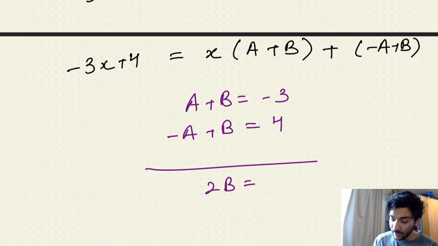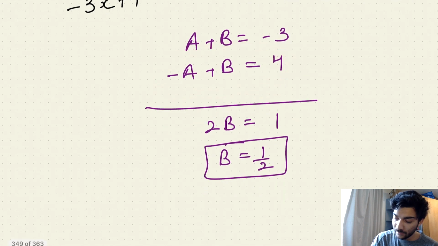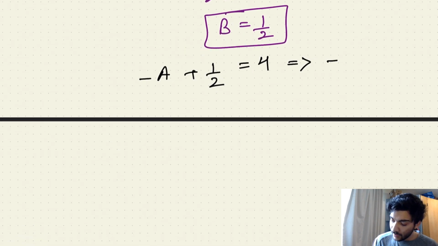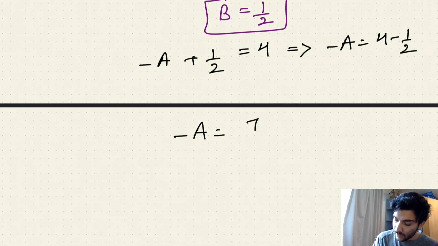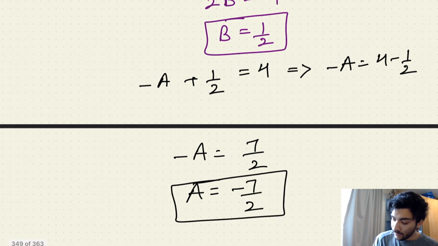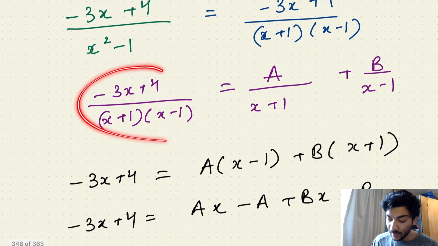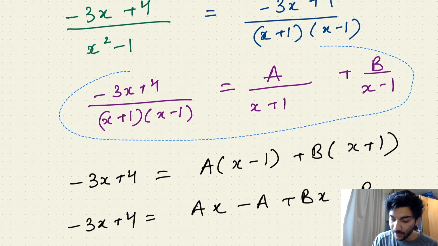And now if you'll add these two terms, you can clearly see 2b is 1. So b is half. If your b is half, from this expression, we can calculate a. So minus a plus half equals 4, which means minus a equals 4 minus half. So minus a equals 7 by 2. That means a is equal to minus 7 by 2 in this case. So now you have your a, you have your b, and now this expression over here can be easily simplified to the right hand side over here, right?